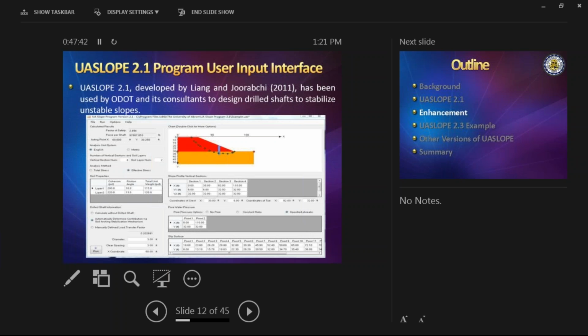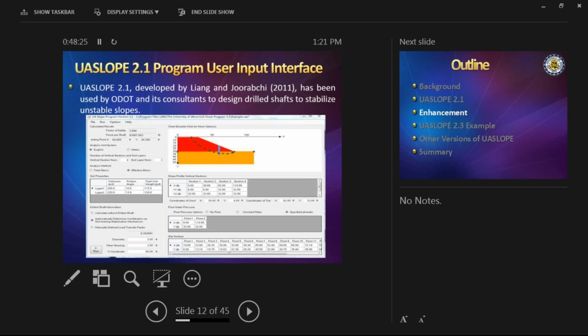You can see the interface is very simple. It allows you to provide the geometry of the slope. It also allows you to provide the location of the drill shaft on different places of the slope. You can also define the dimensions of the drill shaft in terms of diameter and spacing. It's one very simple window-based interface where you can input all the relevant information, and then the computer will run using the method of slices to determine the factor of safety with or without the drill shaft.